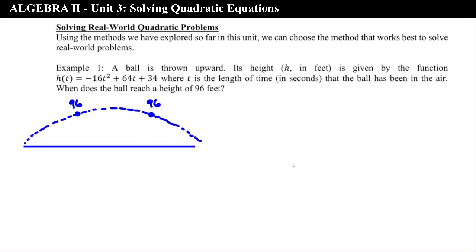So, first thing we want to do is set up our equation. Well, we know it's being modeled by this. We know we want to find out the height is 96 feet. So we're trying to solve for t because we want to find out when. 96 feet is our height, so that's going to go in for h of t. So you're going to have negative 16t squared plus 64t plus 34 equals 96. And now we're just going to solve this equation for t.